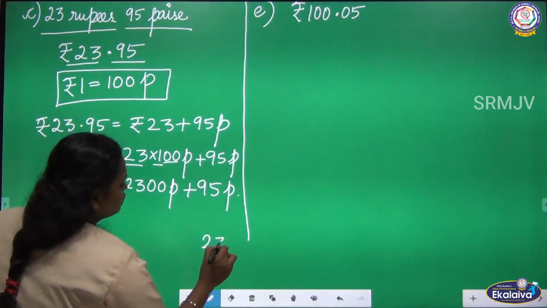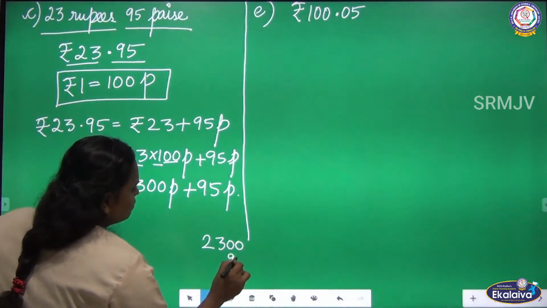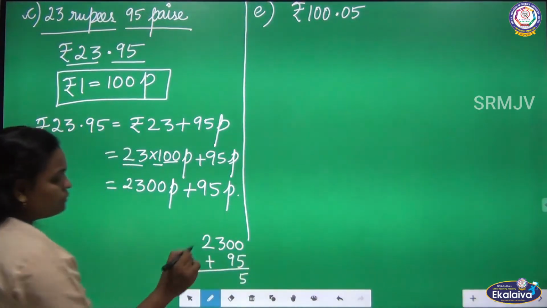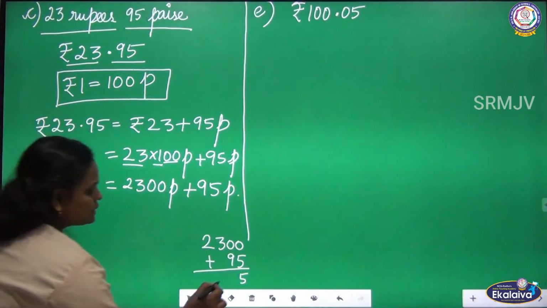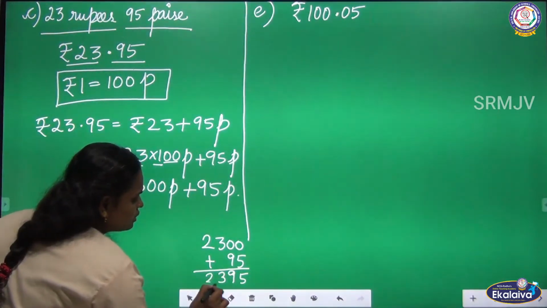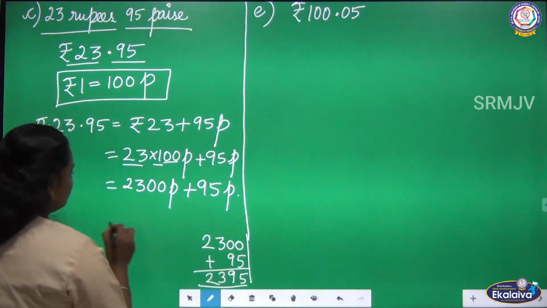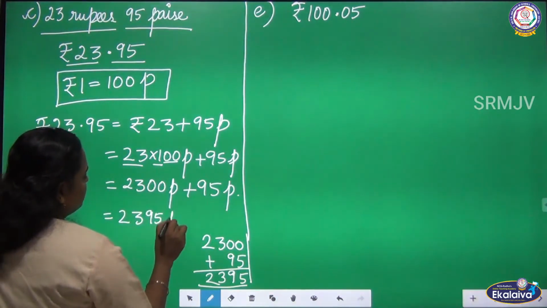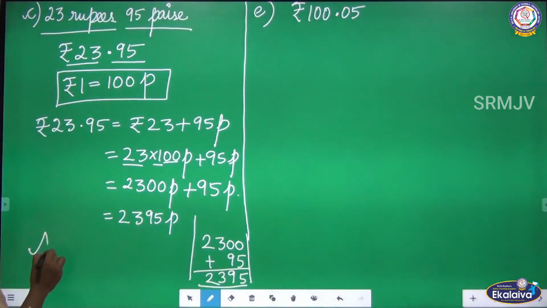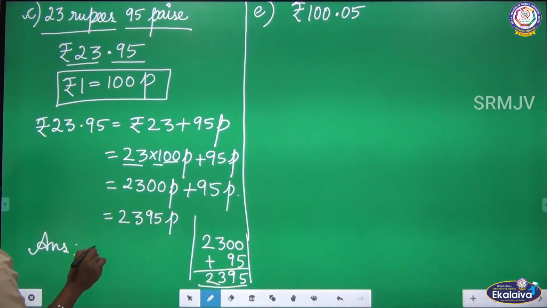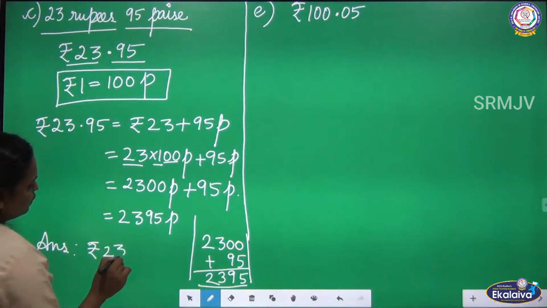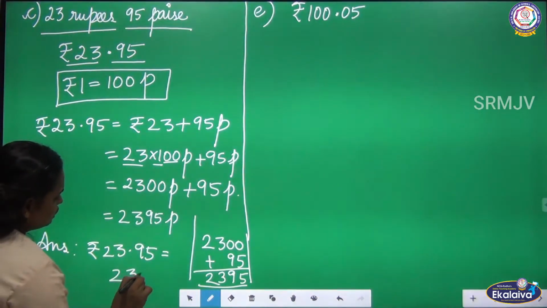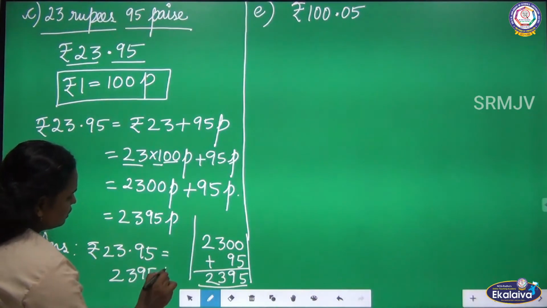So you add 2300 plus 95. So 0 plus 5 is 5. Next 0 plus 9 is 9. Next 3, then 2. So tell me the answer, 2395 paise. So the answer is rupees 23.95 equal to 2395 paise.